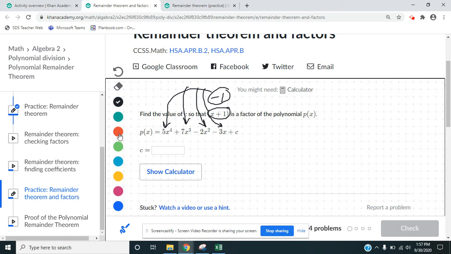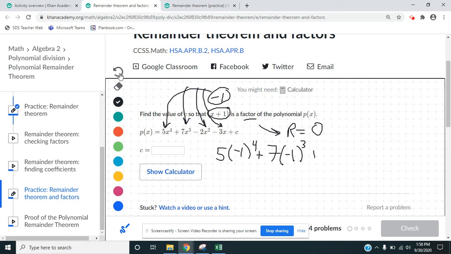Here's the other part to this. It says find the value of c so that x plus 1 is a factor of the polynomial. If something is a factor, that means the remainder equals 0. So what we're going to do is plug in -1 into all of this. Each x, we're going to plug in -1. Make sure you use parentheses around that -1.